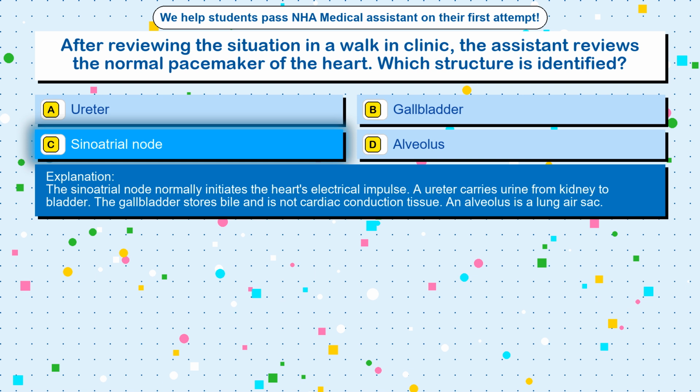A ureter carries urine from kidney to bladder. The gallbladder stores bile and is not cardiac conduction tissue. An alveolus is a lung air sac.